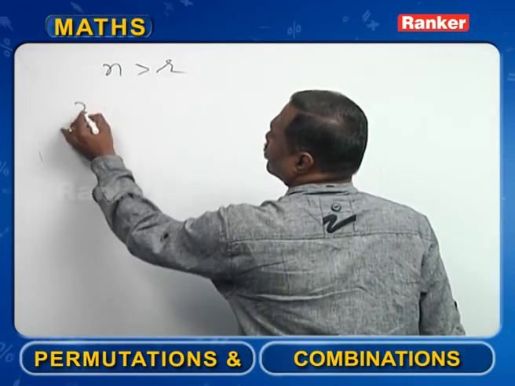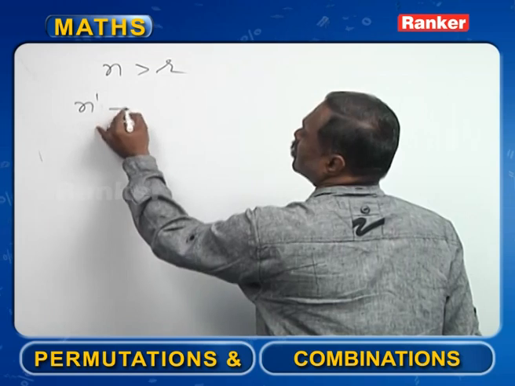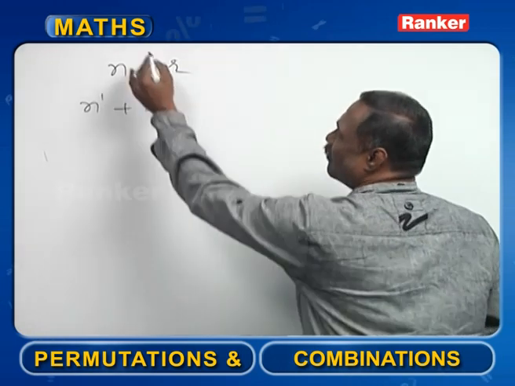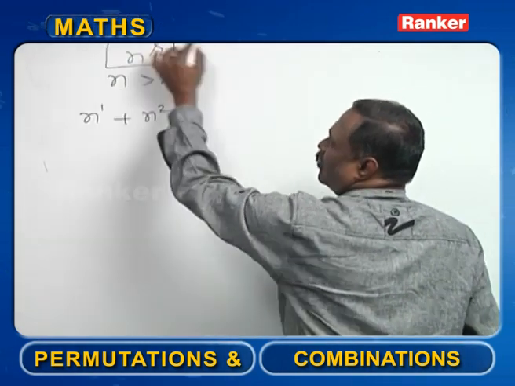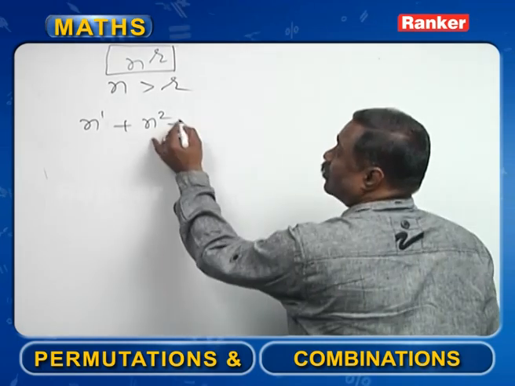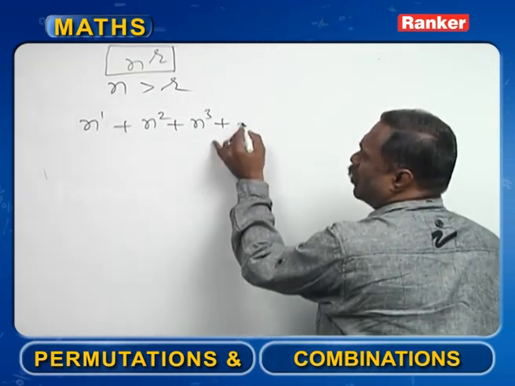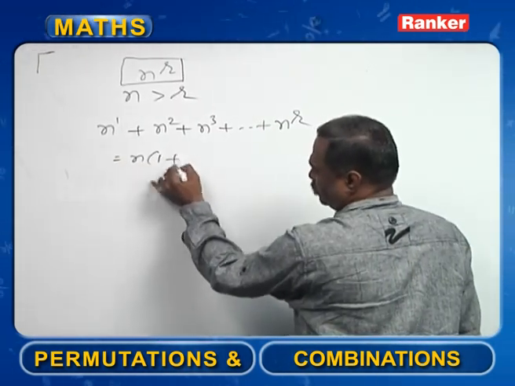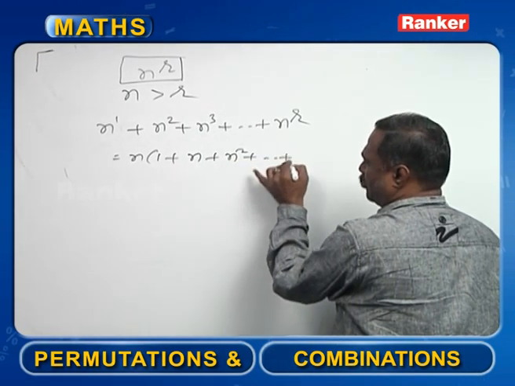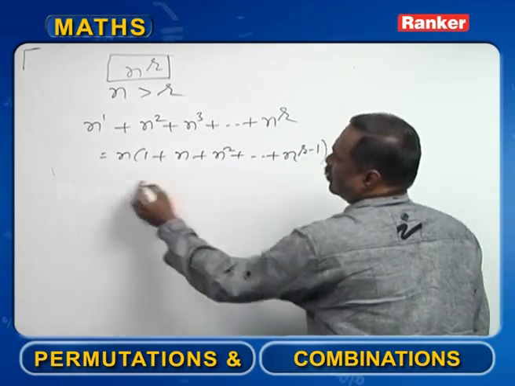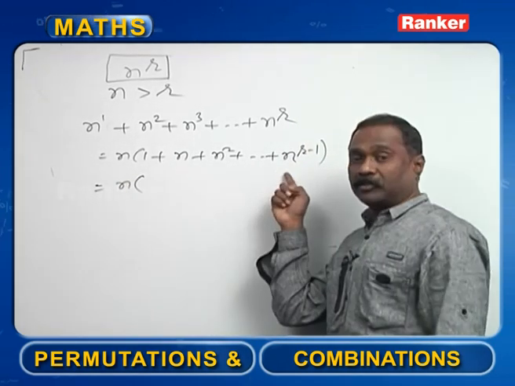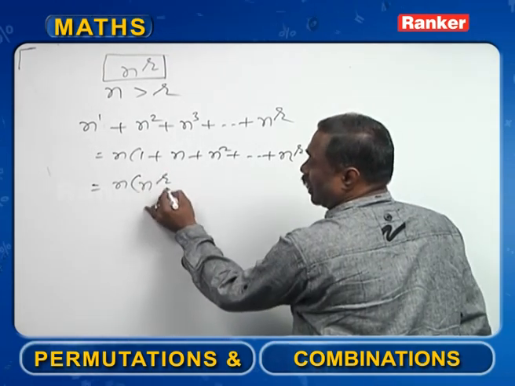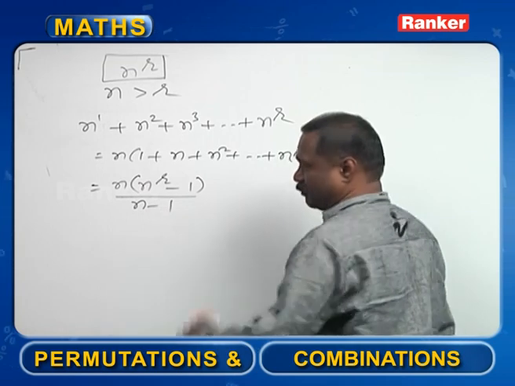Now if one thing is taken, it is n power 1. If two things are taken with repetition, n square. Just now we have seen the formula, it is n power r. With repetition, n square, plus if three things are taken, it is n cube, and so on. If r things are taken, it is n power r. Now if you take n common, it is 1 plus n plus n square plus so on plus n power r minus 1. You can clearly see that it is a geometric progression. Sum of terms of a GP is nothing but n power r minus 1 upon n minus 1.